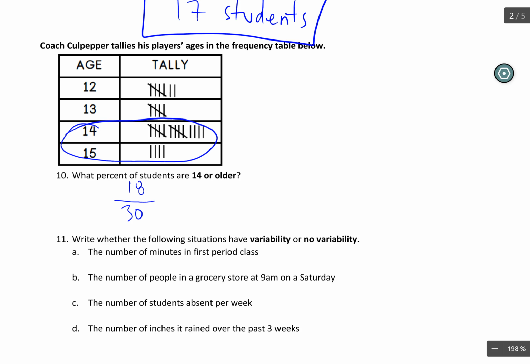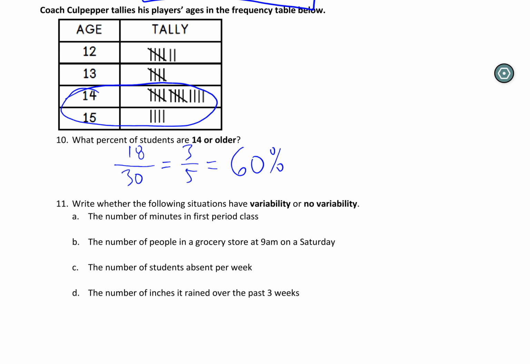So 18 divided by 30, and so a couple ways you can do it. We can either just reduce it or simplify it down, and I would get, dividing the top and bottom by 6, 3 over 5. I know that benchmark, 3/5 is 60%. Or if we just divided 18 divided by 30, I would get 0.6, and then from there multiply it by 100 to get me that 60%. So either way, that will work.